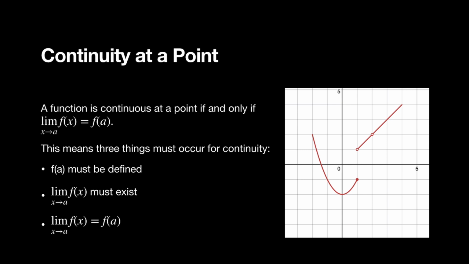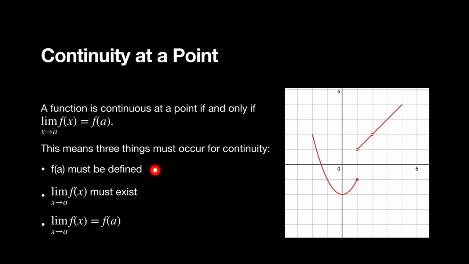More formally, we say that a function is continuous at a point if and only if the limit as x goes to a of f of x equals f of a. So this is saying the limit of the function value is equal to the function value. This means that three things must occur for continuity.